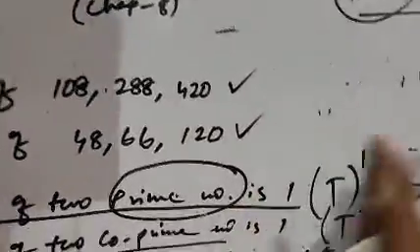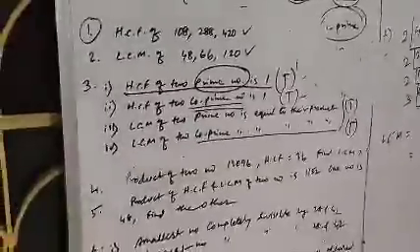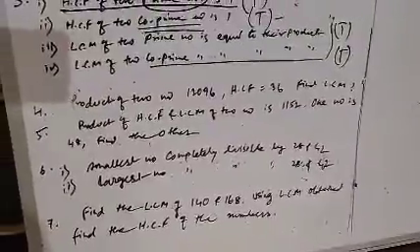Actually, all prime numbers are co-prime numbers. Clear? Next question.